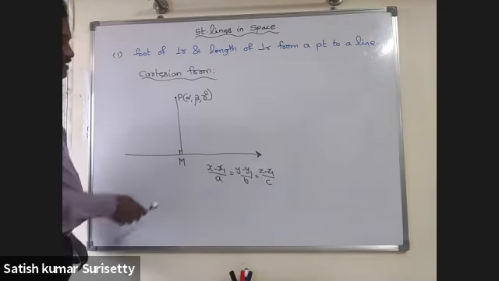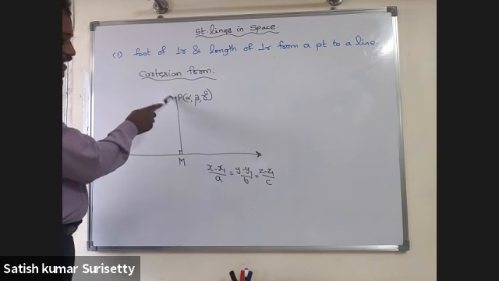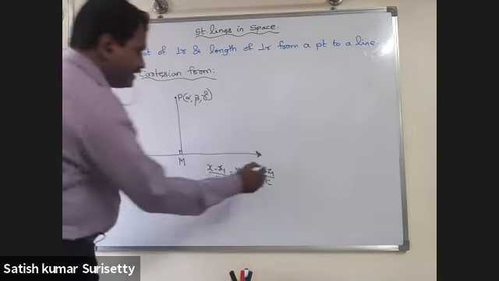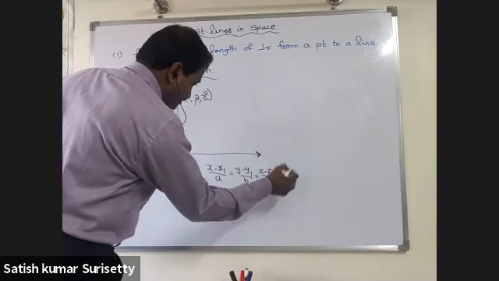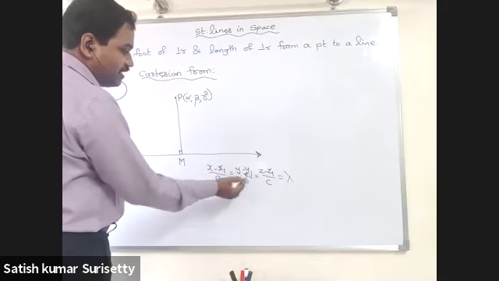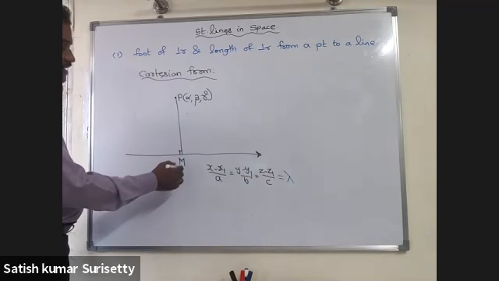The procedure is, let M be the foot of the perpendicular from the point P to the given line. We can take a general point on the line in terms of the parameter lambda, (x1 plus a lambda, y1 plus b lambda, z1 plus c lambda), that we can take as a point M.